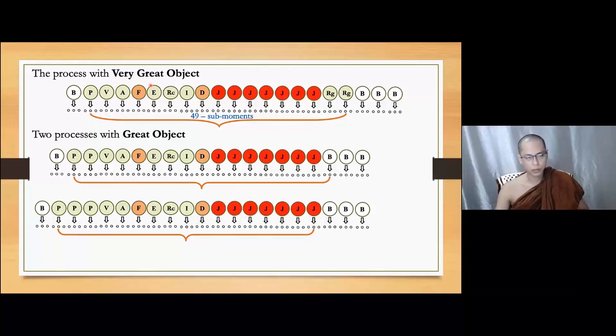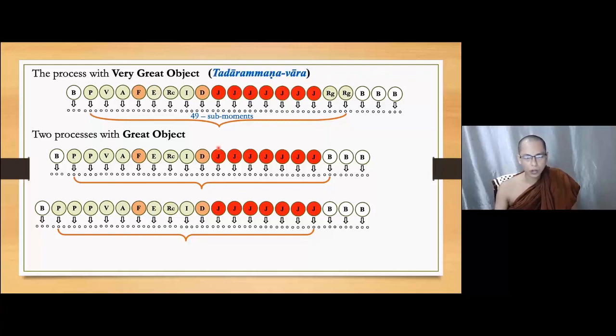So this type of object, passing one time bhavanga and surviving 17 mind moments, is called the very great object. This process consists of the registration. It is called the dhararamana vara, because the process ends with the registration. So for the dhararamana vara, the object is a very great object.